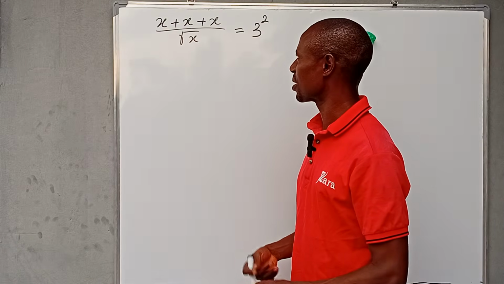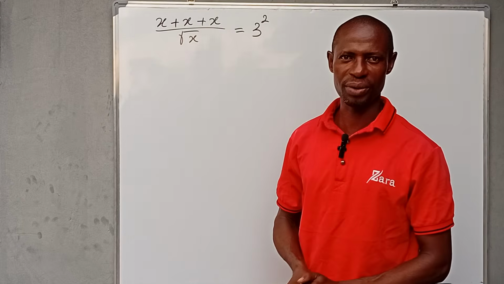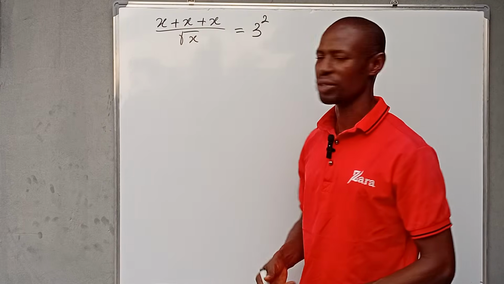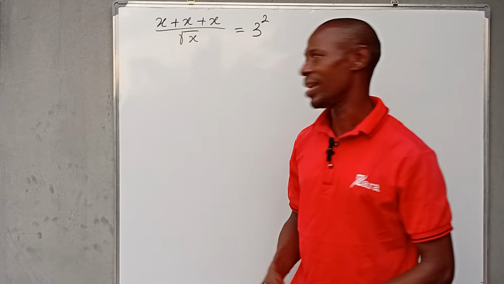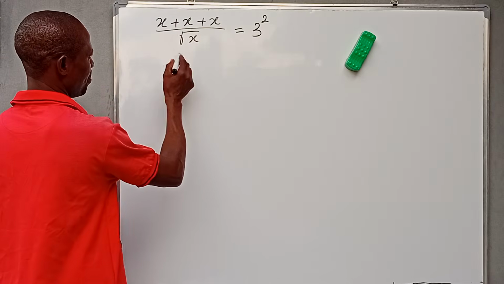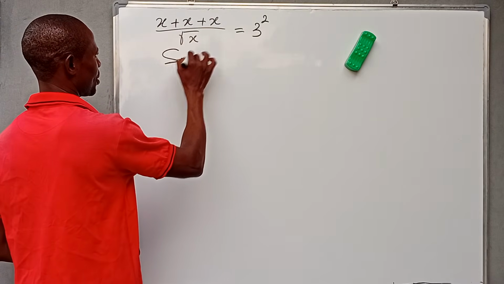The question is x plus x plus x all over the square root of x equal to 3 to the power of 2. What is the value of x here? Okay, it's a simple one. So we take our solution.